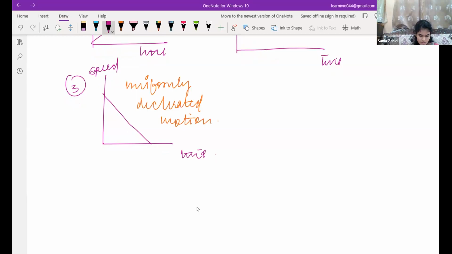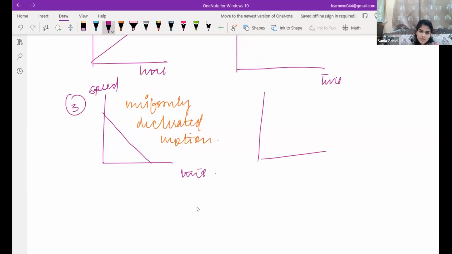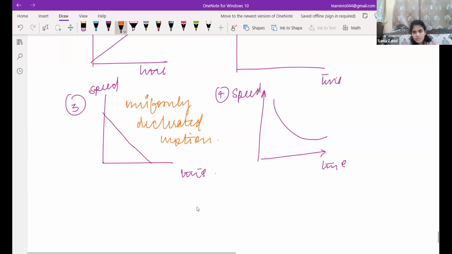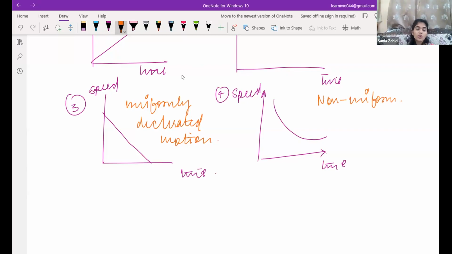Now the last one is speed, time. Draw a graph like this. This is what kind of motion? This is non-uniform. Now tell me, non-uniform retardation or acceleration? What is it? Is it non-uniform retardation or acceleration? See, the velocity is decreasing.